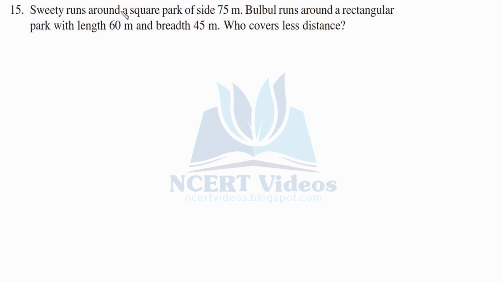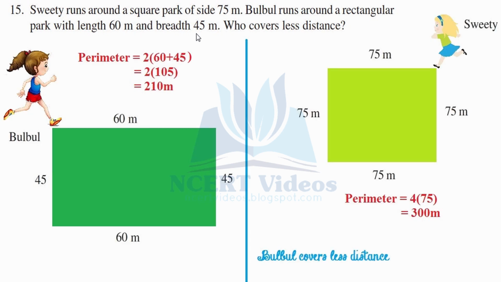15th. Sweetie runs around a square park of side 75 meter. Bulbul runs around a rectangular park with length 60 meter and breadth 45 meter. Who covers less distance? So let's visualize it. This is your Sweetie and this is your square field or square park. So 75 meter each side. So she goes all the way around this. So perimeter is 4 into 75, because 4 equal sides, it is 300 meter. So she covers a 300 meter distance in one round.